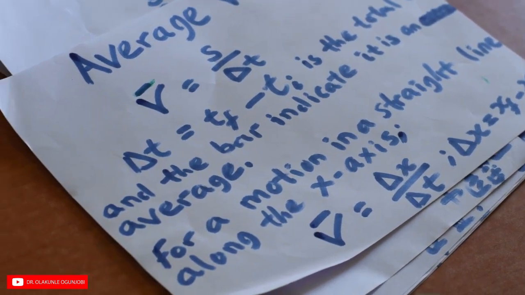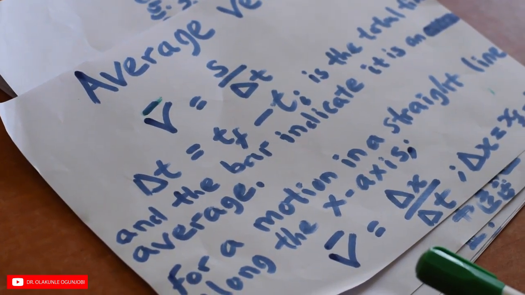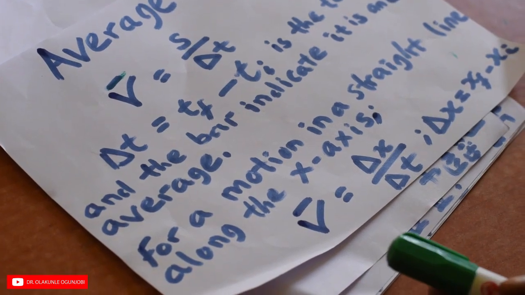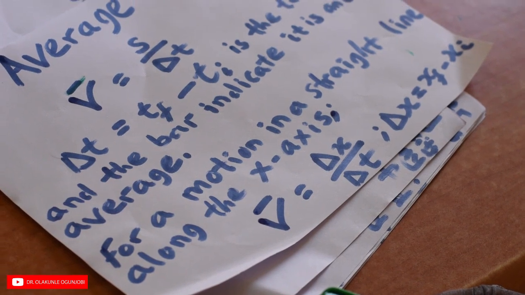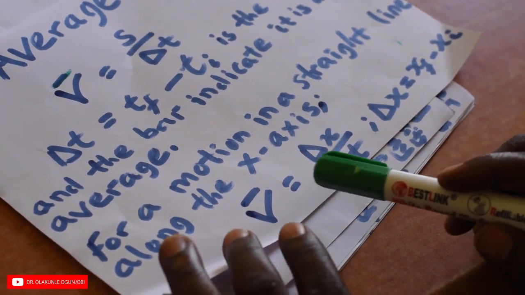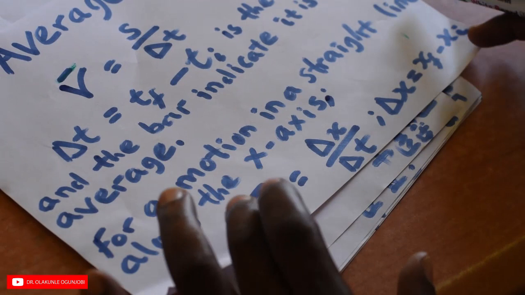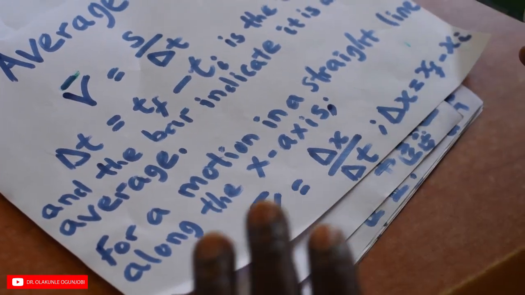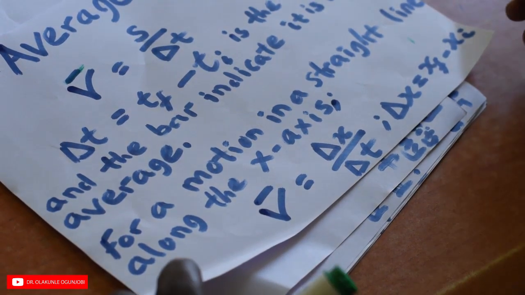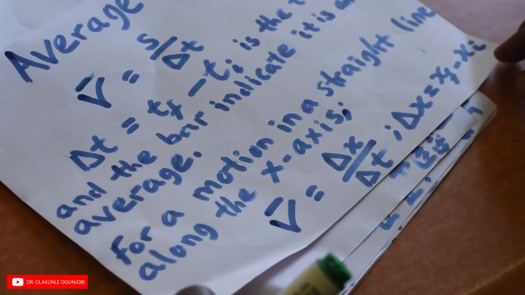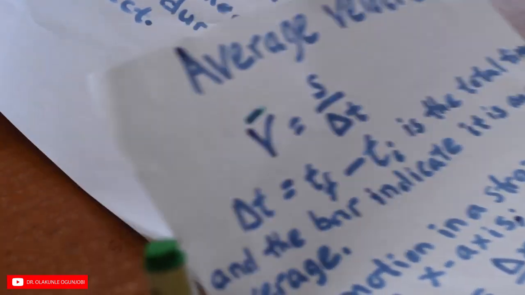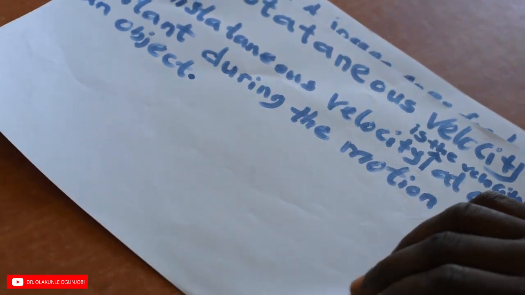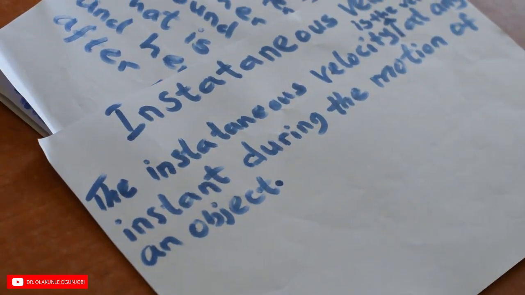So for a motion in a straight line along the x-axis, the only non-zero component is in the x direction, which is Vx. So you can just write this for convenience, mathematically: V bar equals change in x over change in t, and of course you know what the group means. So, let's talk about instantaneous velocity.